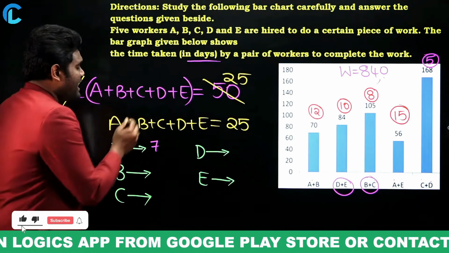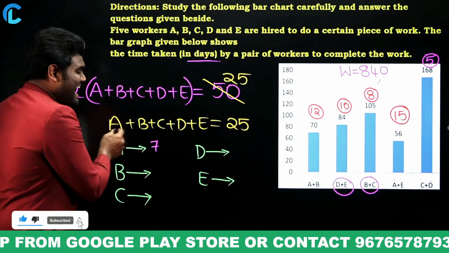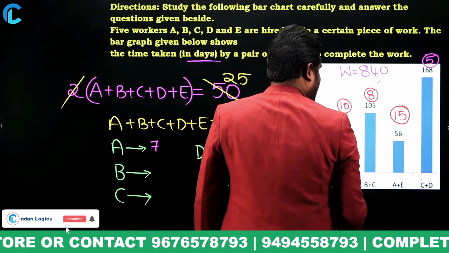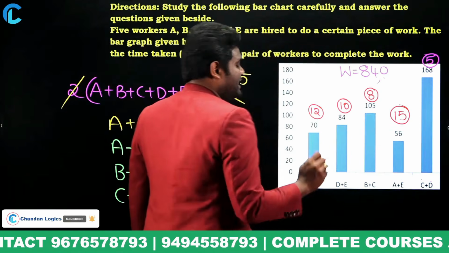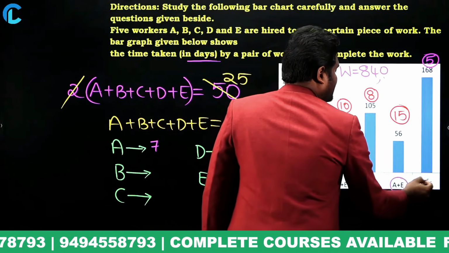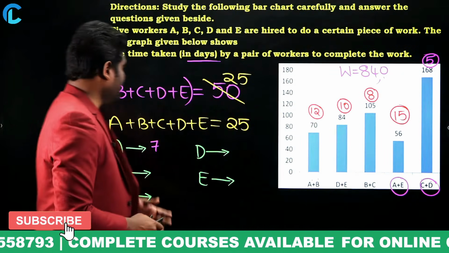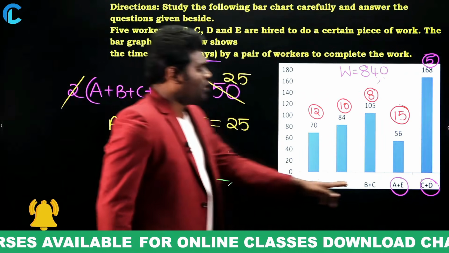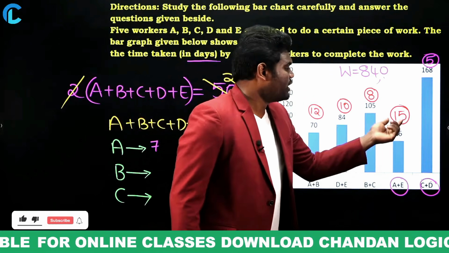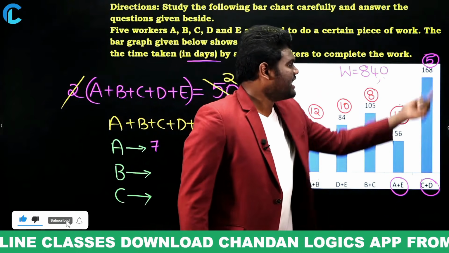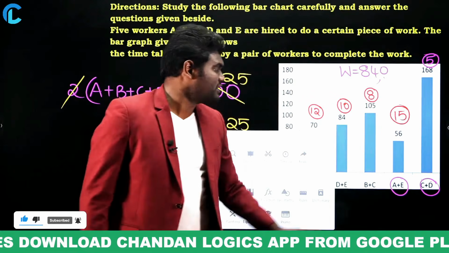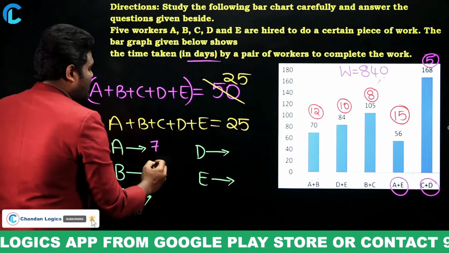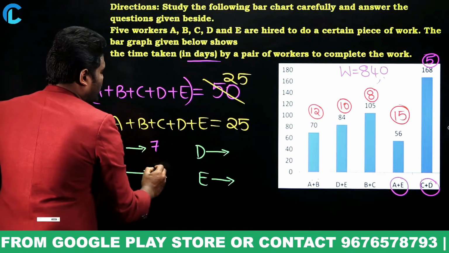Okay, what about B? If I need to know B, I need to subtract A, C, D, E. Yes or no? I need to subtract A, C, D, E. Now look, A plus E is 15, C plus D is 5. 15 plus 5 is going to be how much? 20. Yes or no? Now from 25 if I subtract 20, this is 5.